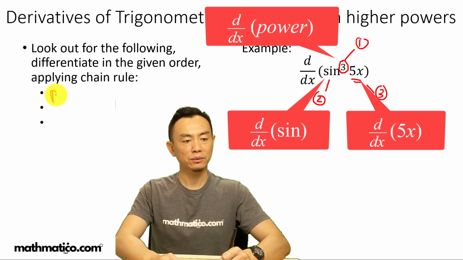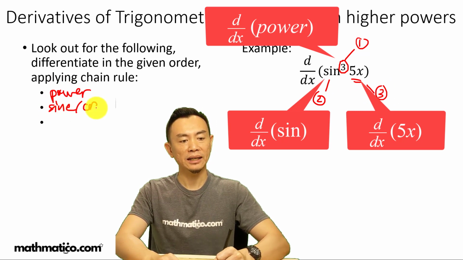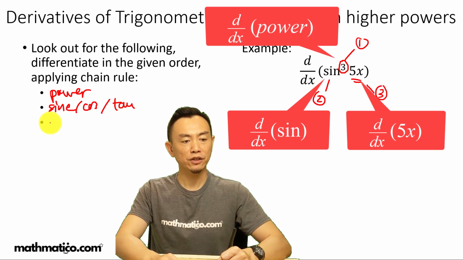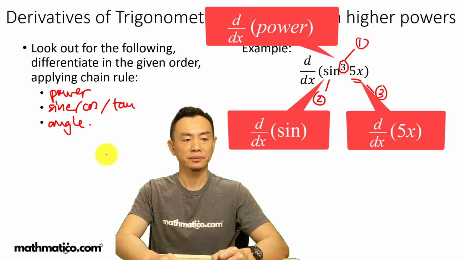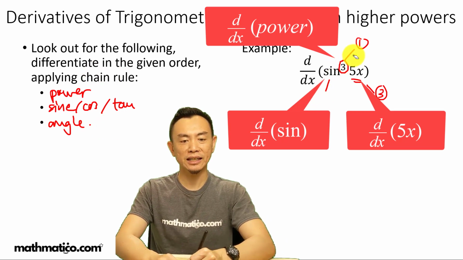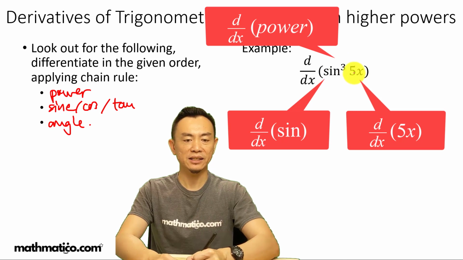So let us write it down. We differentiate the power first. Then we differentiate the sine, or maybe in another question, it can be cosine or it can be tangent. And then we differentiate the angle finally. Okay, so let's look at this example, to see how we will differentiate sine cube of 5x.